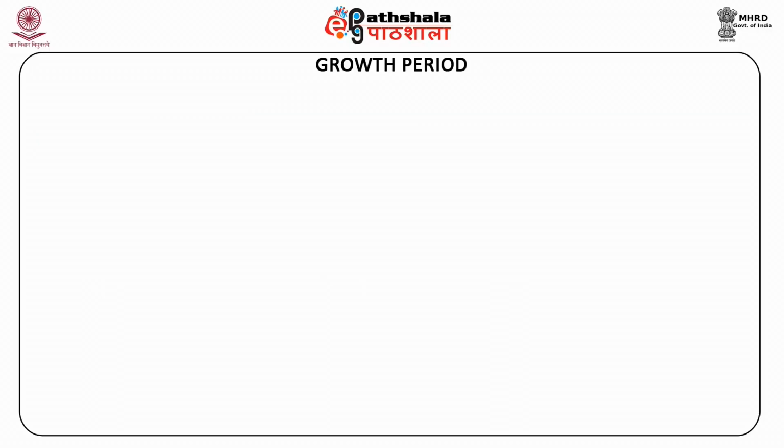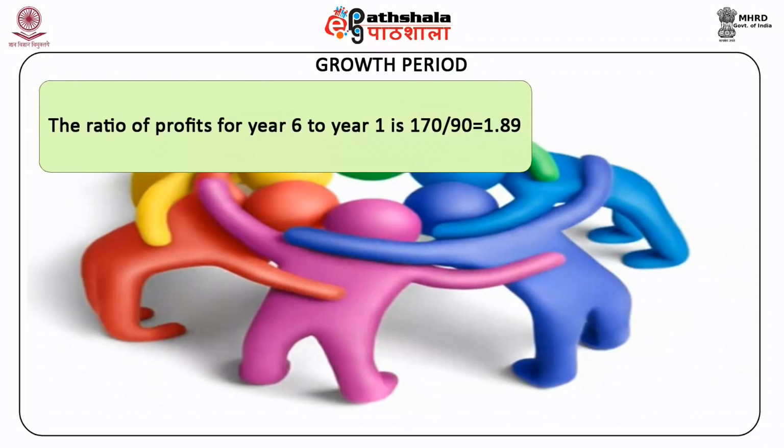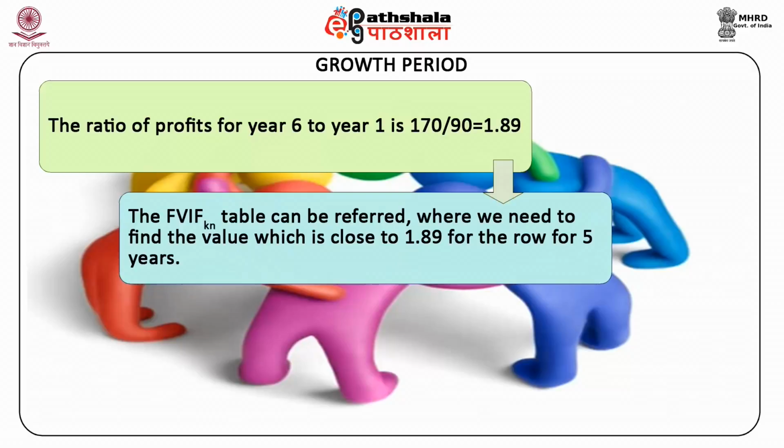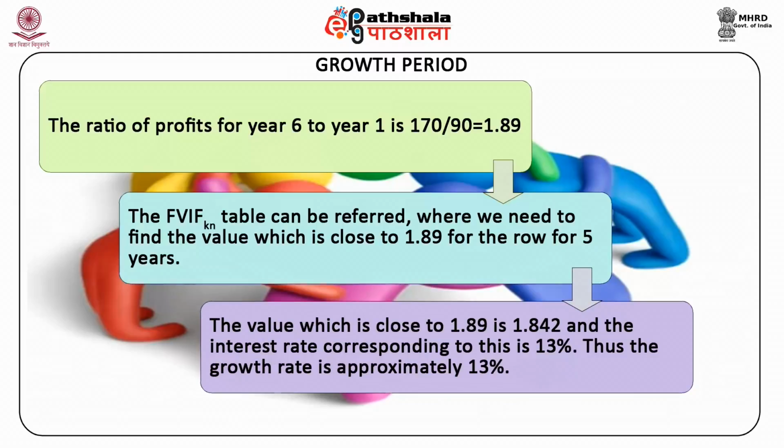Now, there are two steps to calculate the rate of growth for the above table. The ratio of profit for year 6 to year 1 is 170 upon 90, which is equal to 1.89. The FVIF table can be referred to, where we need to find the value which is close to 1.89 for the row for 5 years. The value which is close to 1.89 is 1.842, and the interest rate corresponding to this is 13%. Thus, the growth rate is approximately 13%.